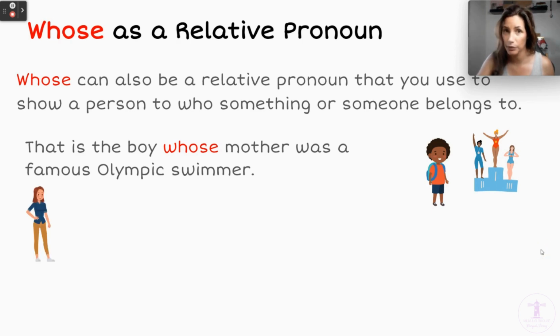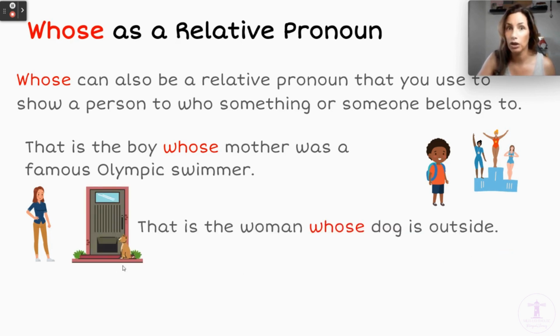Another example, right? Examples help us understand a lot better. So here we have a woman, okay? It's a woman. And here we have a dog, and he is outside, okay? And if somebody's wondering, whose dog is this, right? That is the woman whose dog is outside. That is the woman right here whose dog is outside. Notice that it shows belonging, okay? Pertenecer, right? Like this lady, this woman, right? The Olympic swimmer is his mom. It's his mom. And this dog is her dog, okay? Who does the dog belong to? To her, okay? Which is why we're using whose.